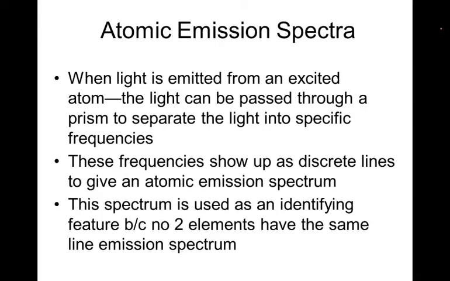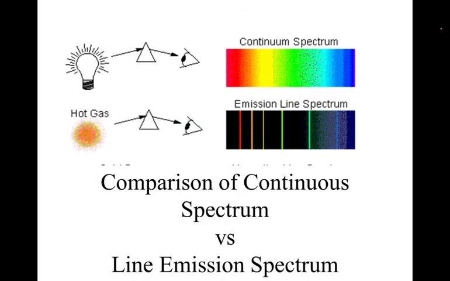Here's another one. Alright, so here we go. We have continuous spectrum versus line emission spectrum. This is just like your regular old light bulb right here. You've got your filament, and it's emitting just regular old white light. When it goes through a prism, we see all the colors of the rainbow.